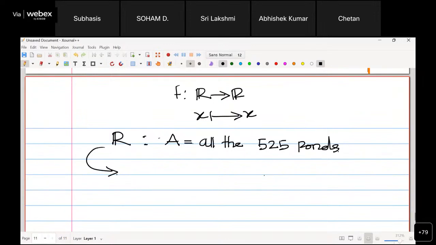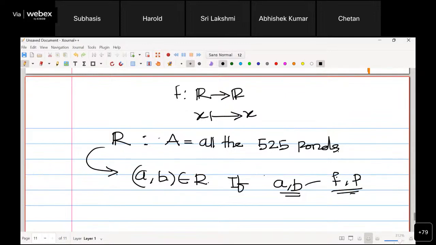And how are you defining this relation? A comma B is in R if what? What is the condition? If both are polluted by fertilizer and pharmaceutical products. So if both are polluted by F and P, right? This is the condition, right?